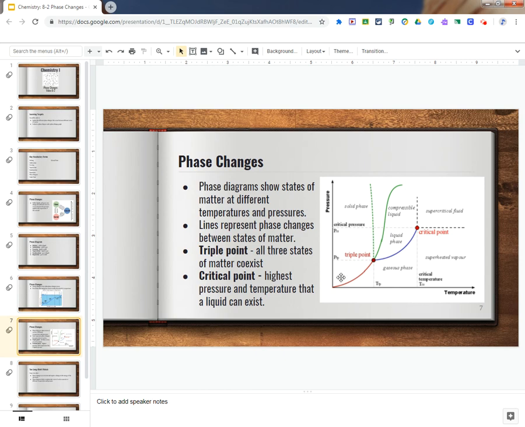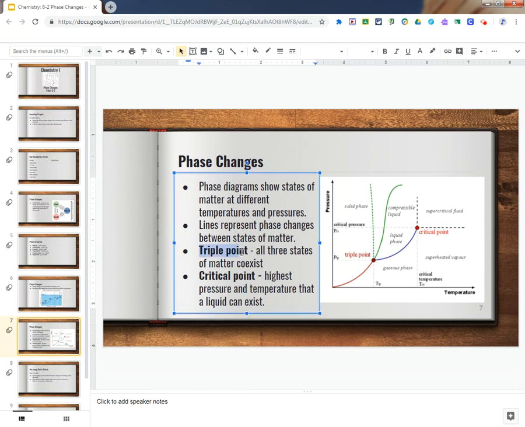So again, our lines represent phase changes. We can see here that we have two other major points on this phase diagram. One is called the triple point. This is a really cool, really unique point where when the temperature and the pressure are right, you can actually have all three phases of a substance exist at one time. So right here at this given temperature and pressure, a substance can be a liquid, solid, and a gas all at one time.